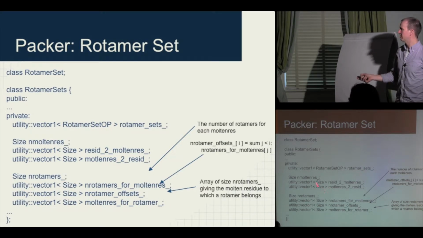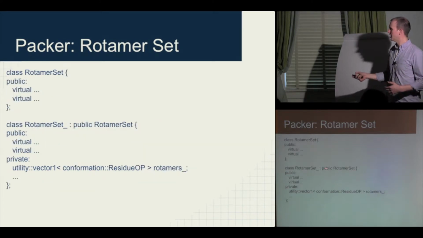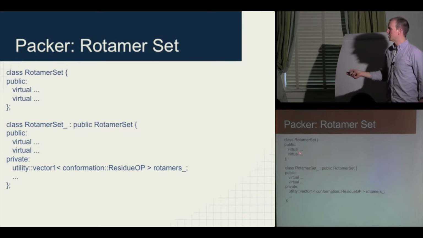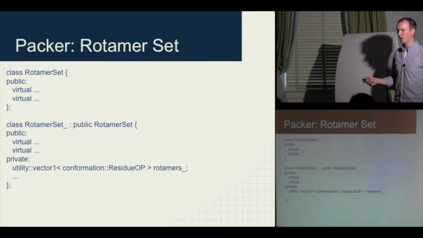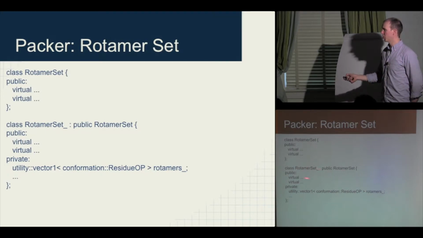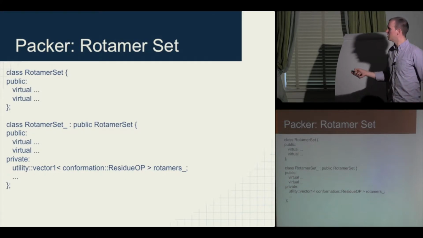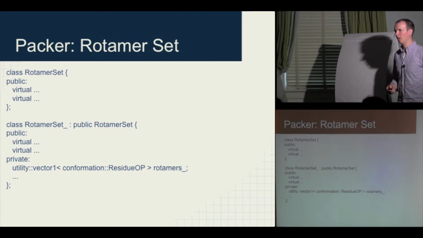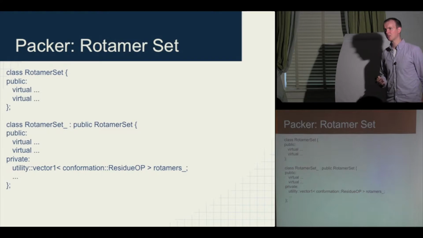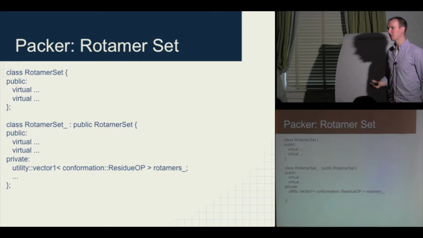This is the data that the rotamer sets keeps intact. In addition, there's data that's held inside this class rotamer set, which itself defines a whole bunch of virtual functions that are all abstract. And then it has a concrete derived class from it, rotamer set underscore, which actually implements all of these virtual functions. And it's kind of hidden from main interaction. So you mostly interact with this interface class. We don't do a whole lot with interface classes in Rosetta, but this is how it ended up getting implemented initially, and it kind of stuck.